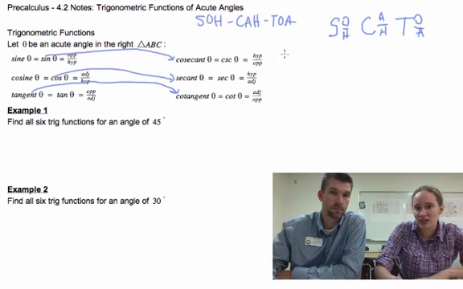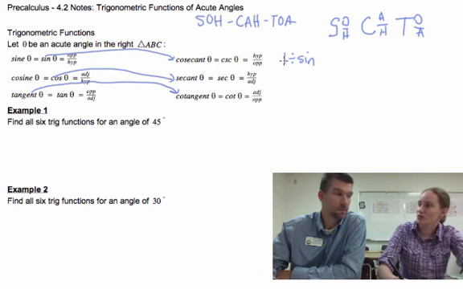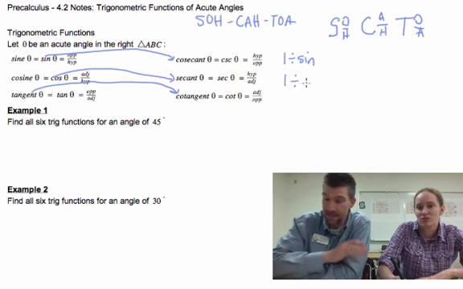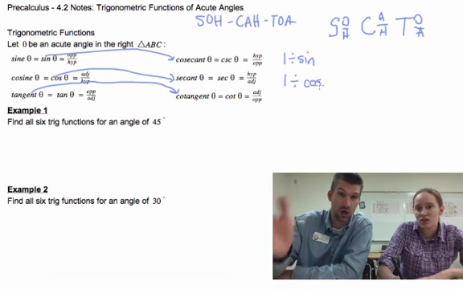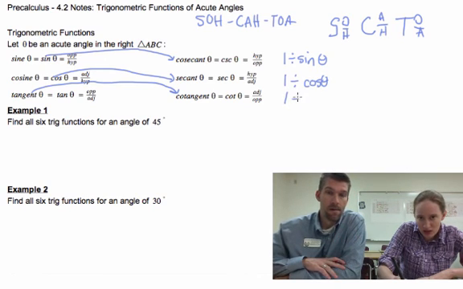Like to put in cosecant, we do 1 divided by sine, because cosecant is the reciprocal of sine. Right. It is not sine to the -1. No. That is a different animal altogether. Don't make that mistake. Yeah, so this is how you would put these in if you're using the calculator.